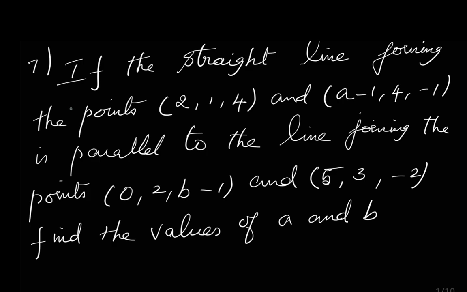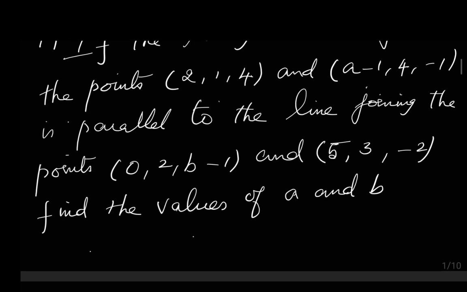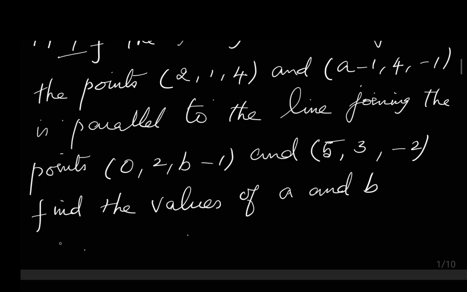Sum 7. If the straight line joining the points (2, 1, 4) and (a, minus 1, 4, minus 1)... is parallel to the line joining the points (0, 2, b minus 1) and (5, 3, minus 2), find the values of a and b. For the first line, two points are given, and we need only the direction ratios, that is, of the parallel vector.